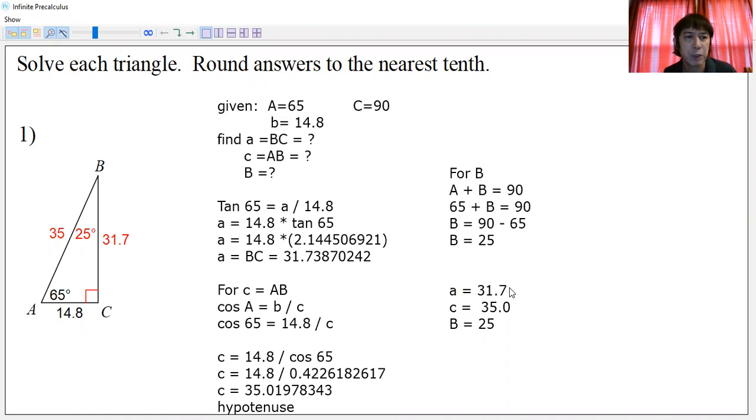31.7 for the opposite side of angle A. Angle B is 25, you can see it there. And of course, the hypotenuse is 35. So at least we are correct with the first number. Let's continue with the next. I hope you were able to learn from these computations, and this is how to solve right triangles. So I will just erase this and move to the second number.